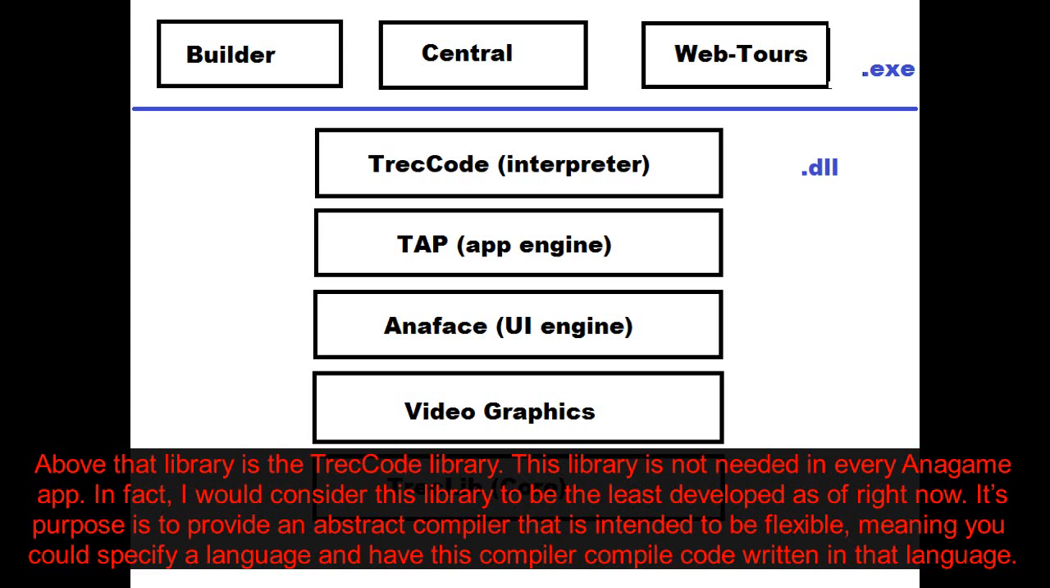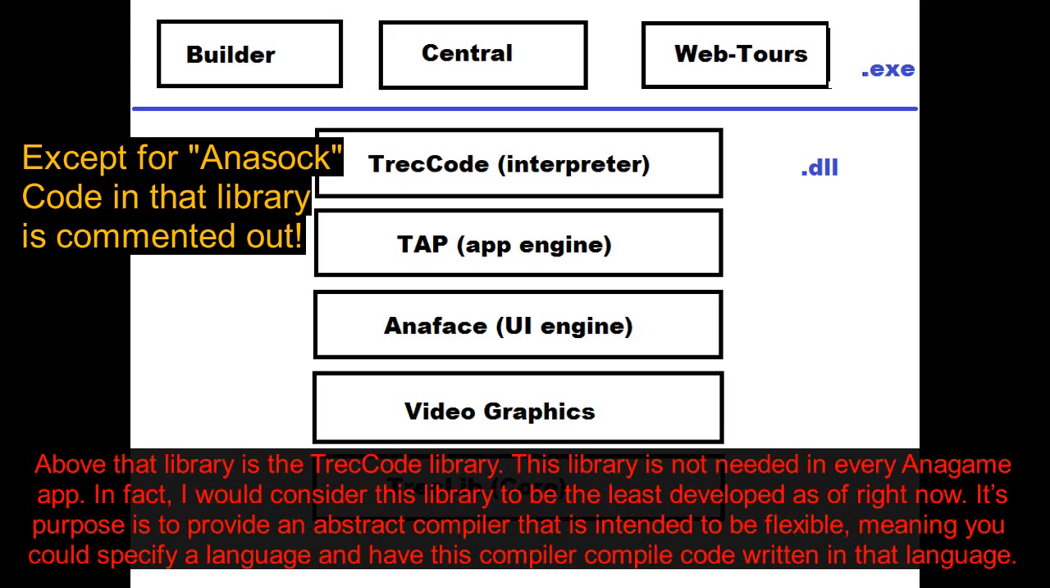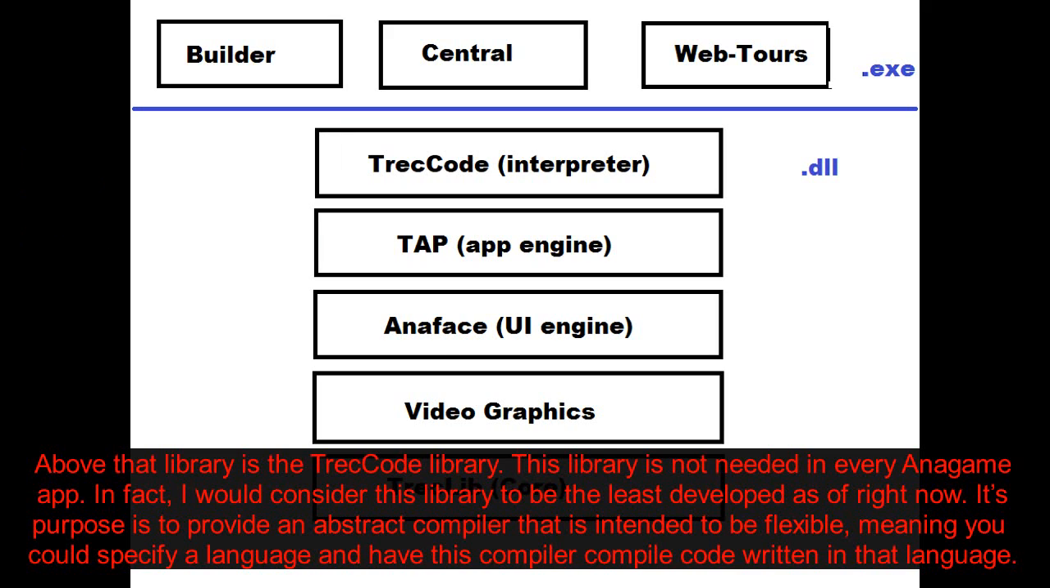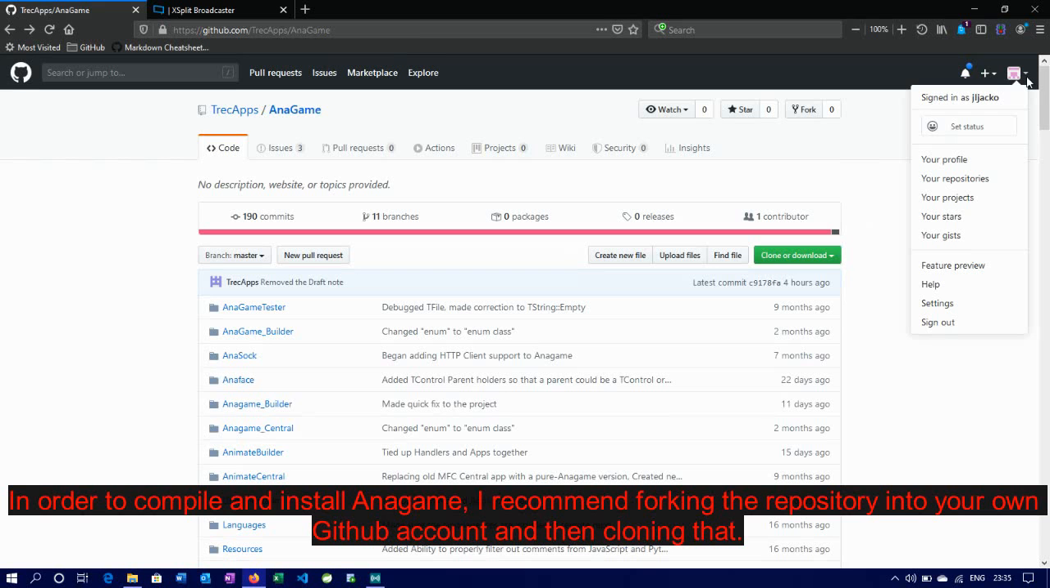This library is not needed in every Anagame app. In fact, I would consider this library to be the least developed as of right now. Its purpose is to provide an abstract compiler that is intended to be flexible, meaning you could specify any language and have this compiler compile code written in that language.